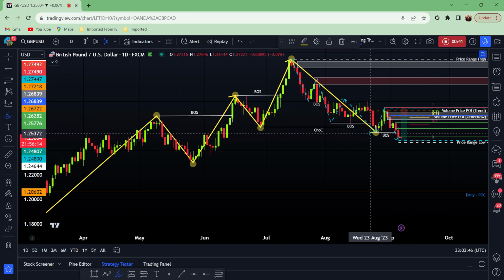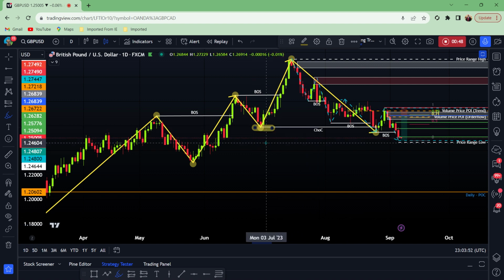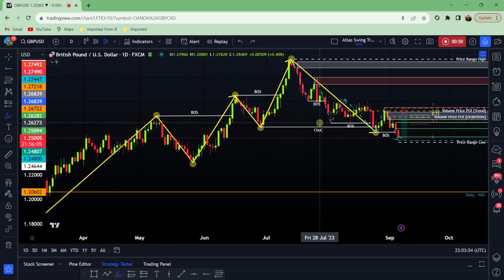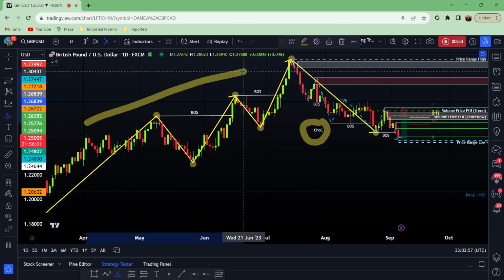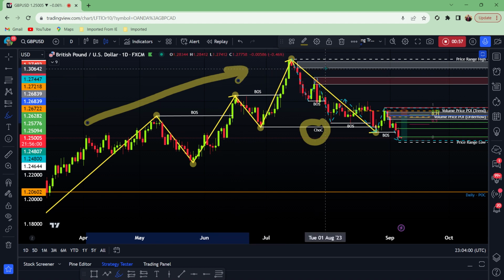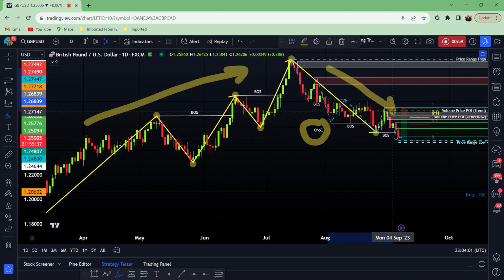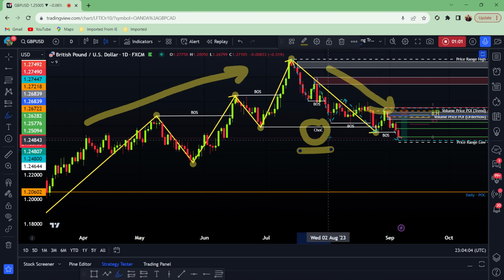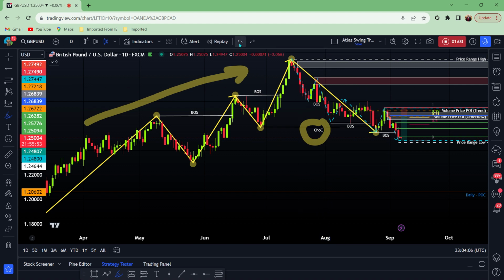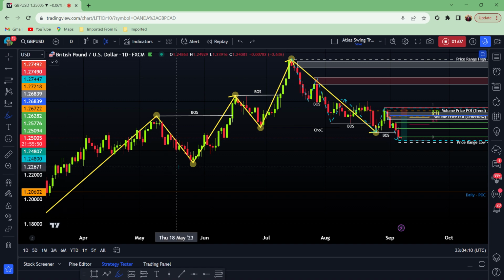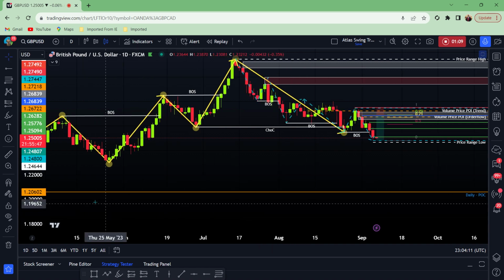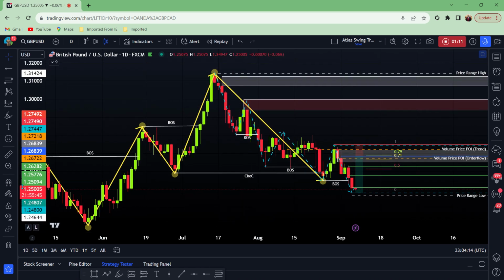So this low right here came below this low right here. Therefore, we ended up with a change of character, which means we are now transitioning from an upward trend to a downward trend because of this change of character. Because of that, we wanted to look for potential opportunities to take a sell trade on the downside. So, what do we do?